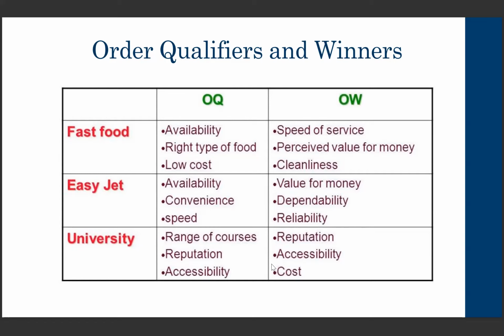Even if you take a high Z-score, let's say from the medicine sector, people consider that Colombo is the best. The Colombo medical faculty is the best because of the high Z-score. But if there's a person who is in Kandy, that person may choose Peradeniya because of the accessibility. Then that would become an order winner for Peradeniya University.